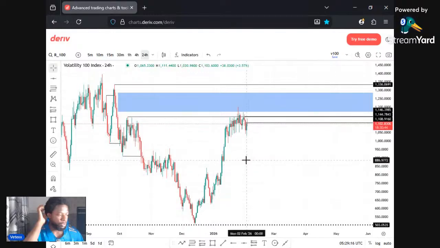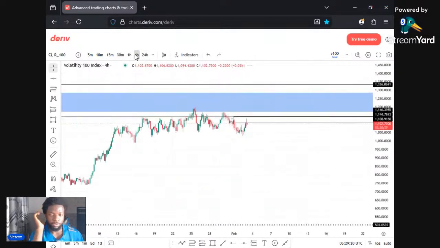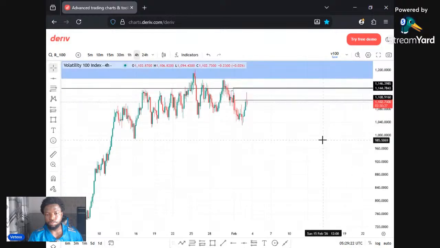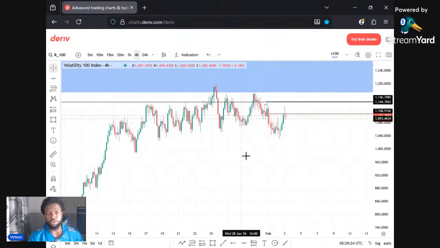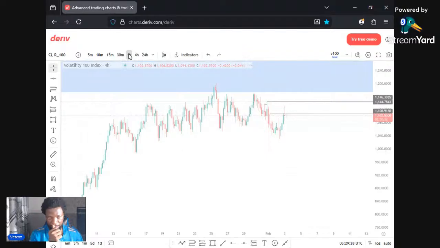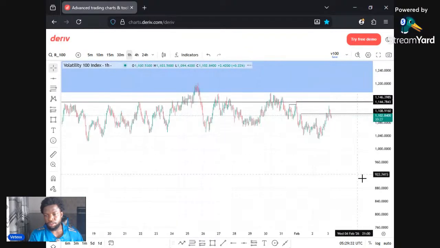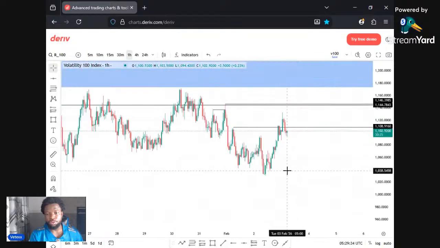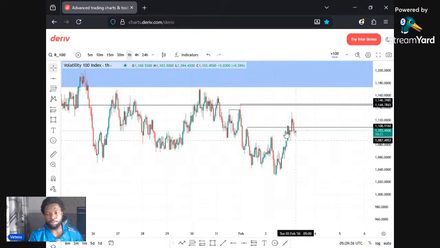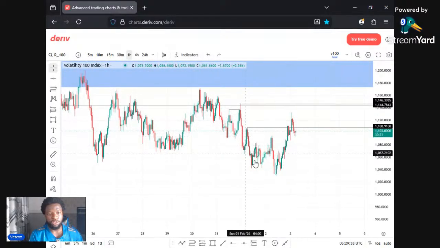So what do we do now? We'll go to the 4 hour time frame to plot our continuation. In the 4 hour time frame here, we can't find anything. So we'll go to the 1 hour time frame. On the 1 hour time frame, we're already seeing something moving. We already see price tap into our point of interest. I want to move to the opposite direction.